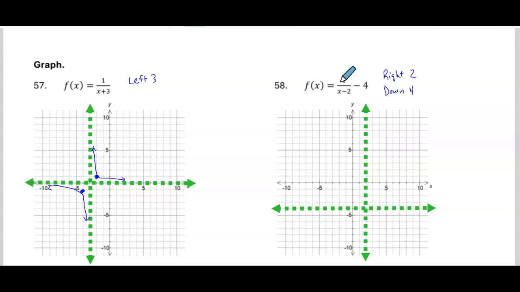So stretch factor is 1, so I'm 1 unit away. And I can just make my curves. And remember, if this was a negative 1, I would just switch the quadrants. That's all that would happen, is I'd go upper left and lower right.